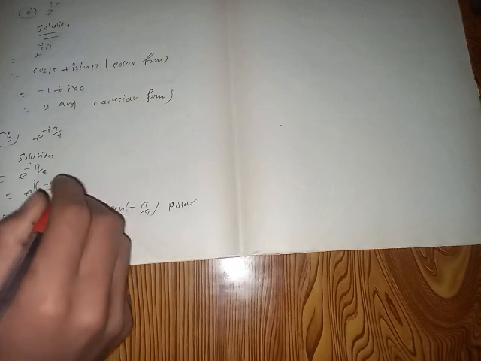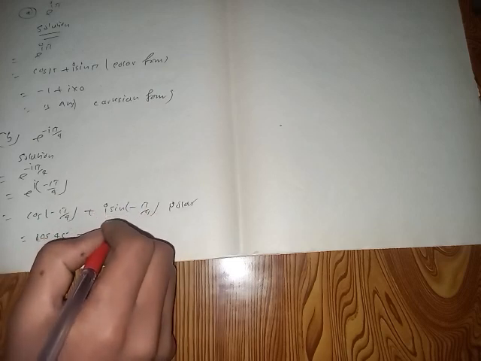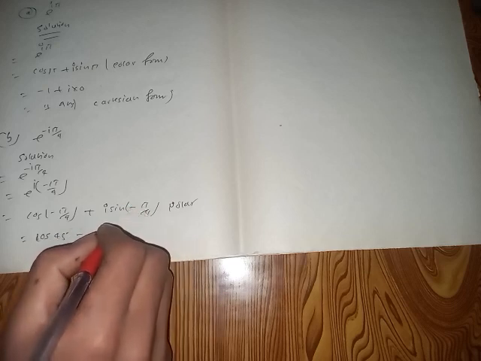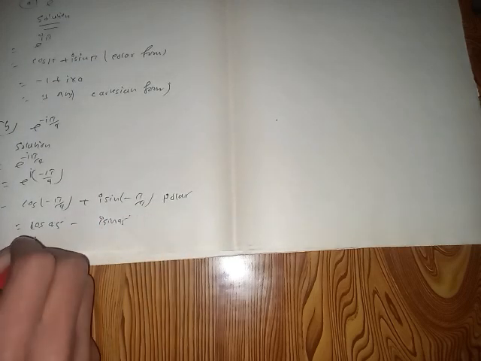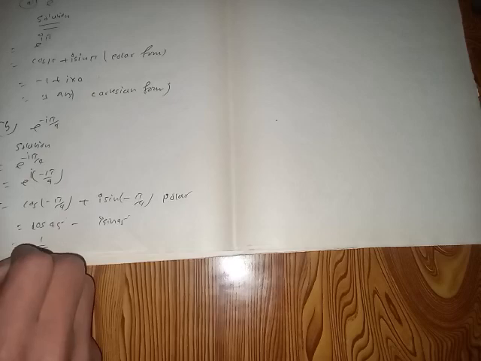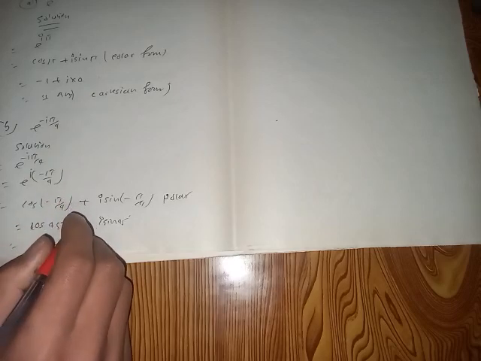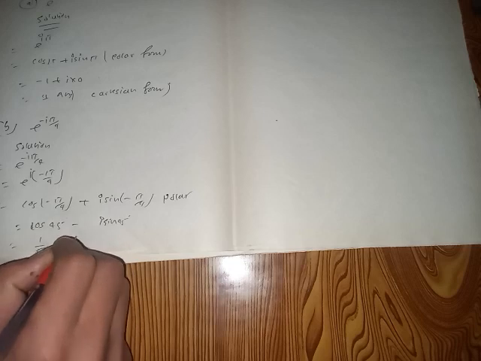And cos 45, the cos is positive because the angle is negative, and minus i sin, this minus is already in front of the sine, so minus i sin 45. The value of cos 45 is 1 by under root 2, and minus i, the value of sin 45 is 1 upon under root 2. This is called the Cartesian form.